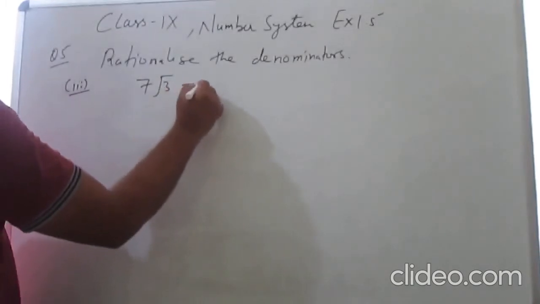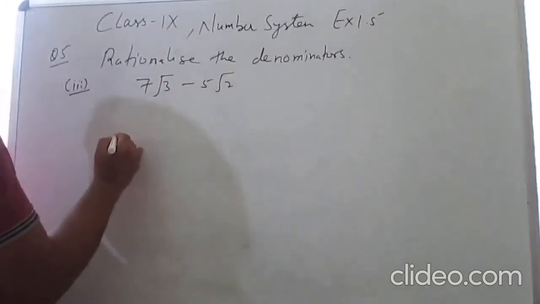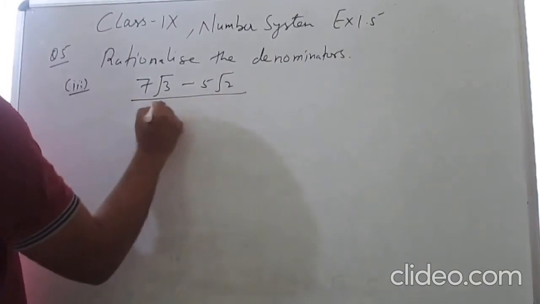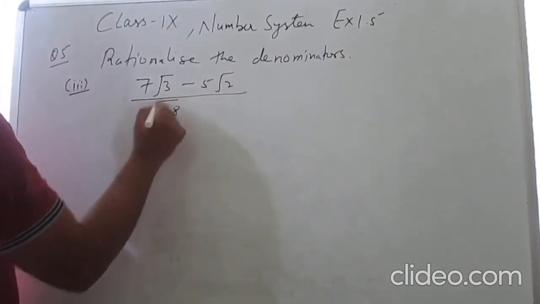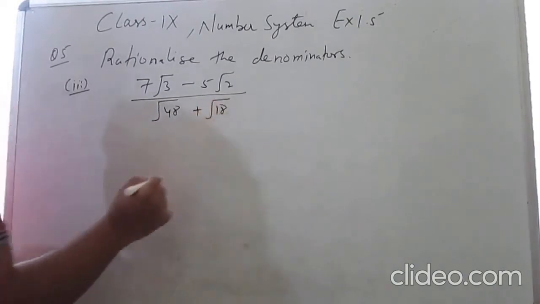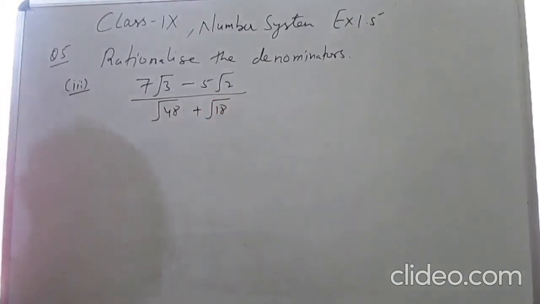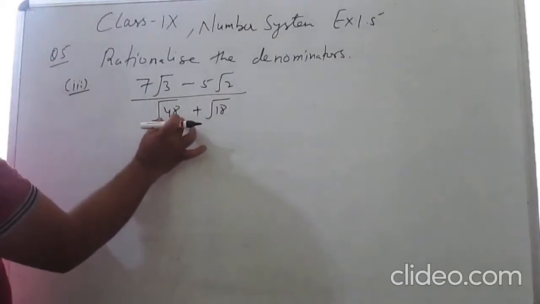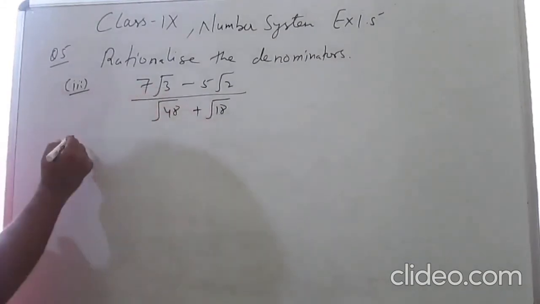7 root 3 minus 5 root 2 upon root 48 plus root 18. How will you rationalize it? See here, in the denominator root 48 plus root 18. So rationalize it.